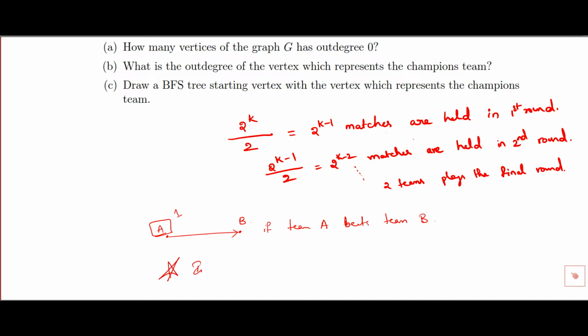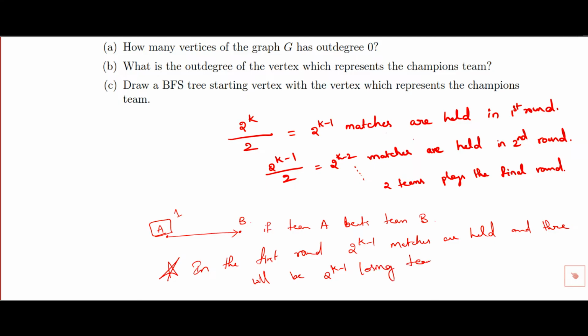So in the first round, 2^(k-1) matches are held and there will be 2^(k-1) losing teams. The vertices which represent these teams will have out degree 0. Vertices which represent these 2^(k-1) losing teams in the first round will have out degree 0. So there will be 2^(k-1) vertices of the graph G that have out degree 0.